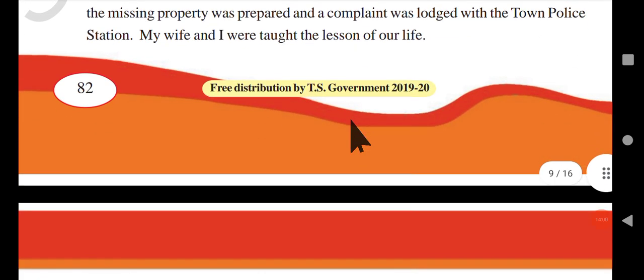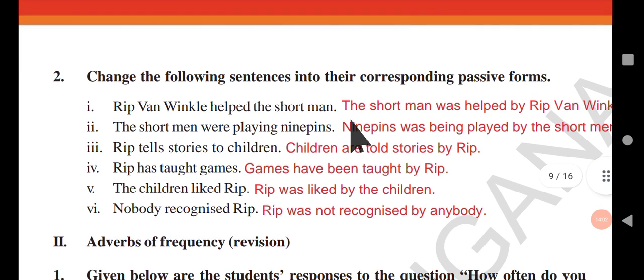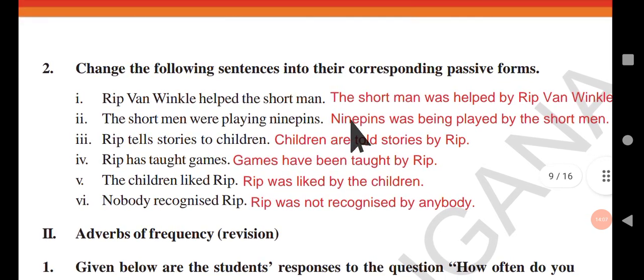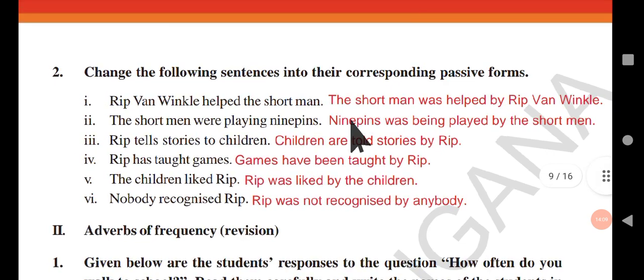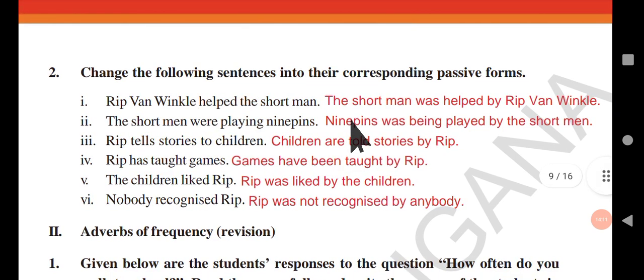Okay, next. Change the following sentences into their corresponding passive forms. Okay, you have to change them into corresponding passive forms. For your comfort, I have already given the answers here because I am unable to write these lengthy sentences on the screen. So that's why I have directly given you the answers here. Okay, let us look at the sentences here. I will give you shortcuts. Okay, let us look at the shortcuts.